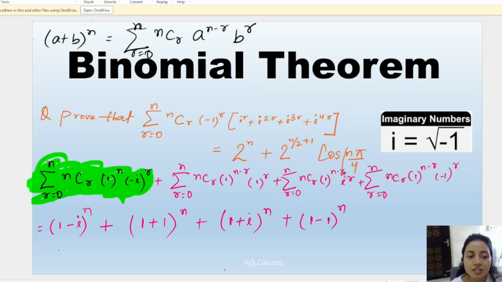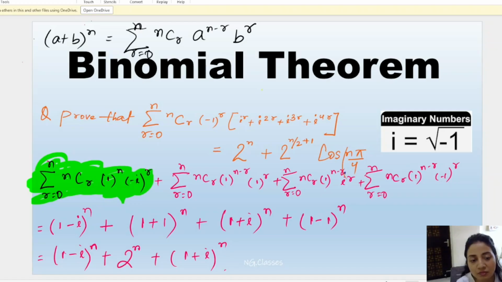Now the first term, that is (1 - i)^n, let's keep it as it is. The next term, that is 1 + 1, can be directly written as 2^n, right? Similarly, the next term, that is (1 + i)^n, we'll keep it as it is, and 1 - 1 is nothing but 0, so 0^n is just 0, so we will exclude that term. Now just look at the right hand side's expression which we are supposed to prove, and there we have 2^n, which we have also got, but apart from that we have 2^(n/2 + 1) cos(nπ/4).